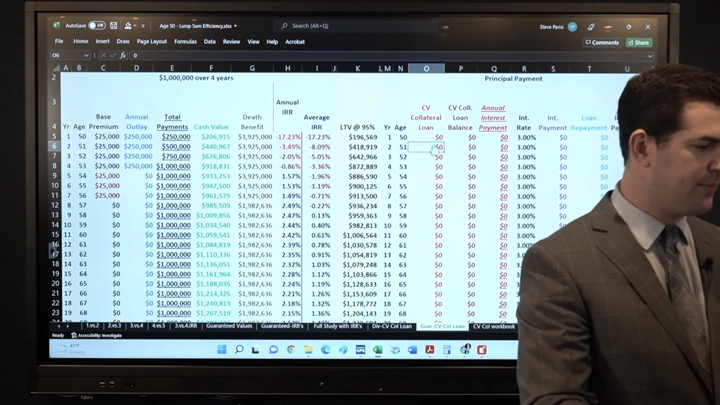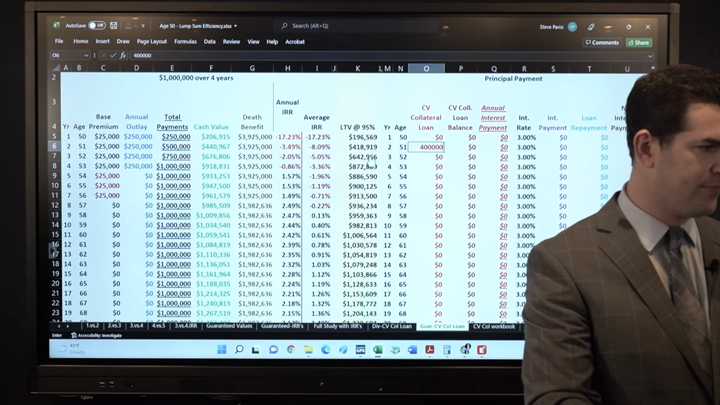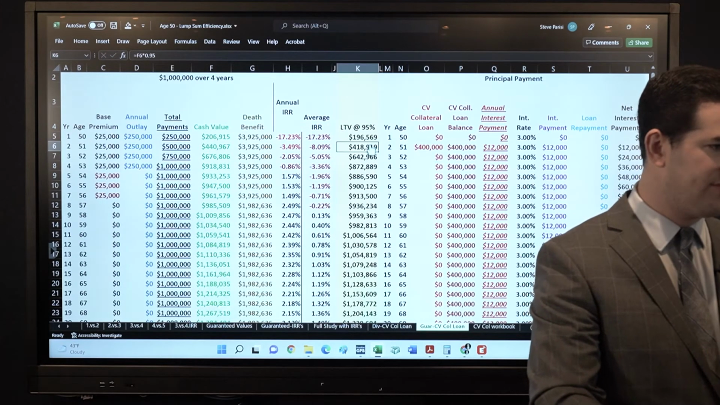Let's do the same thing here. 400K. Can we do that year 2? Yep. Loan to value is 418.